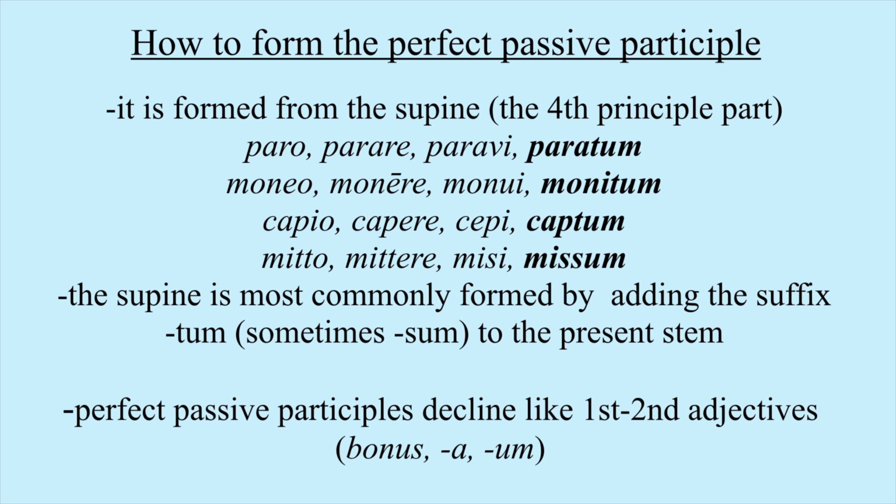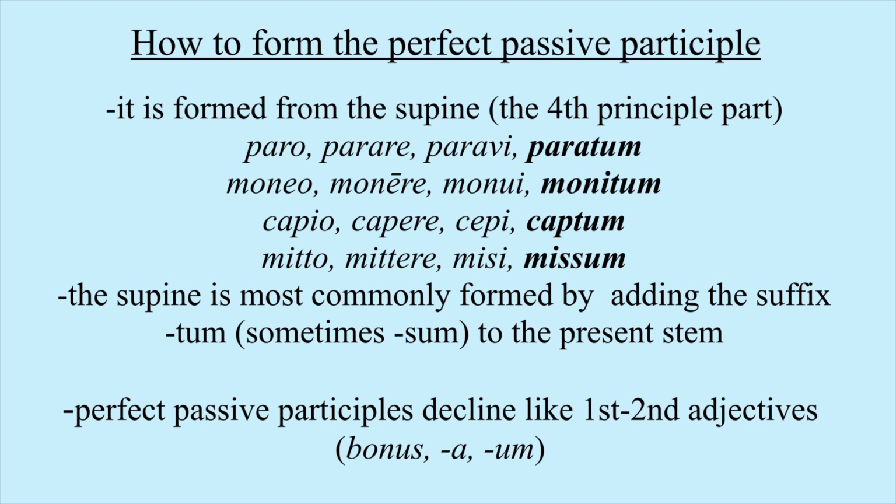Now, how do we form the perfect passive participle? So we will create the perfect passive participle from the supine. We haven't gotten to the supine yet. We're gonna leave that down the road. But what's important is that you can find the supine in your dictionary. It is the fourth principal part, right?